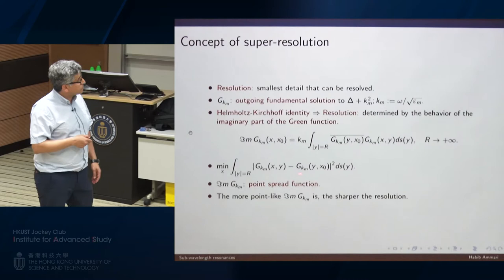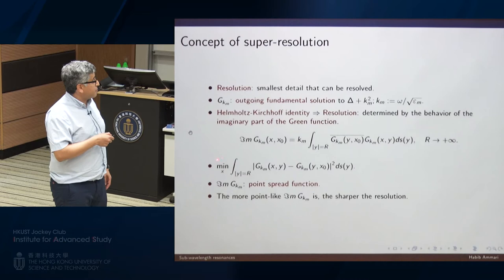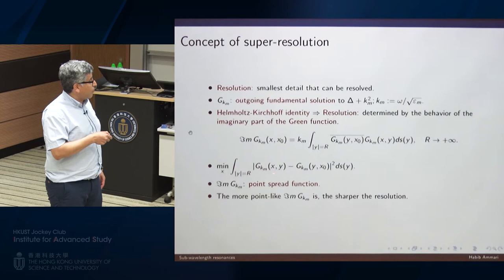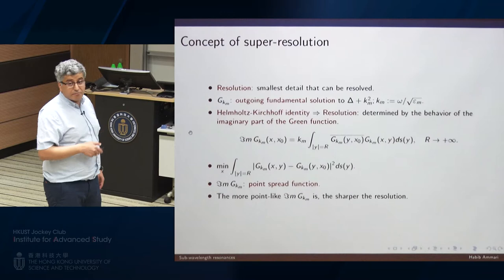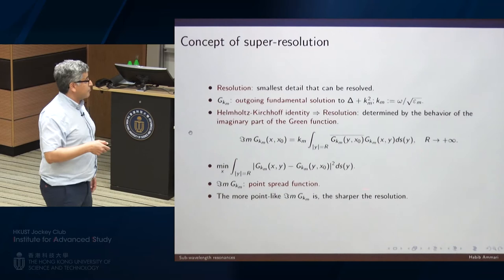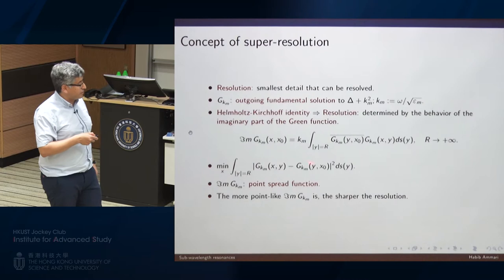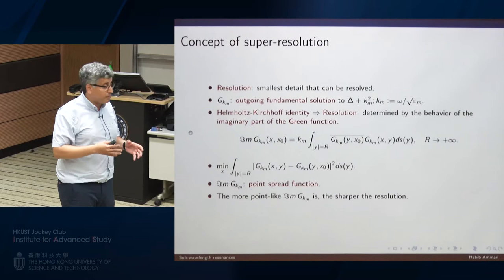This is the best that you can do in the L2 sense, because if you try to minimize the discrepancy between your data and what you expect, you minimize g of x, y over x for all y on the boundary, you get the imaginary part of the Green function, if r is large enough. So basically, when you try to image a point source, you are plotting the imaginary part of the Green function. And this imaginary part of the Green function is your point spread function. The more point-like the imaginary part of the Green function is, the sharper is the resolution. Sounds good for you?